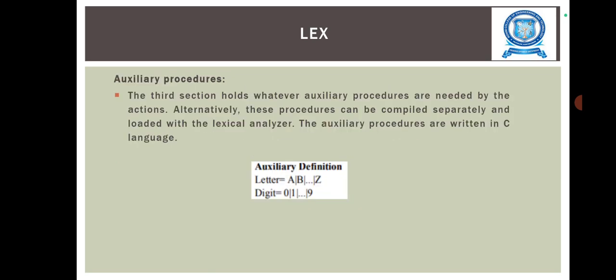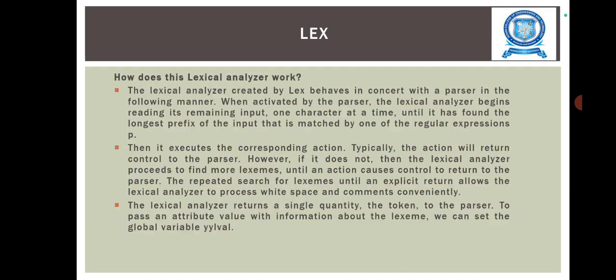Auxiliary procedures. The third section holds whatever auxiliary procedures are needed by the actions. Alternatively, these procedures can be compiled separately and loaded with the lexical analyzer. The auxiliary procedures are written in C language. That means letter means A to Z, digit means 0 to 9.